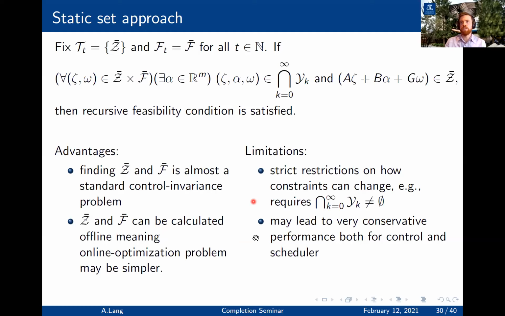But there are some significant limitations, which relate to how the constraints can be allowed to change over time. In particular, there's this infinite intersection of the constraint sets inside the condition here, which implies that to even exist such sets, this has to be non-empty. And even if this is small, it may lead to small sets Z bar and F bar, which may lead to very conservative performance for both the controller and scheduler.